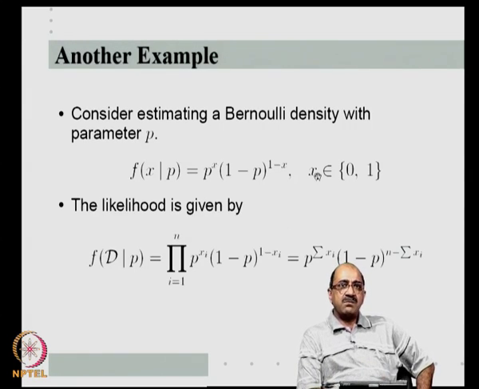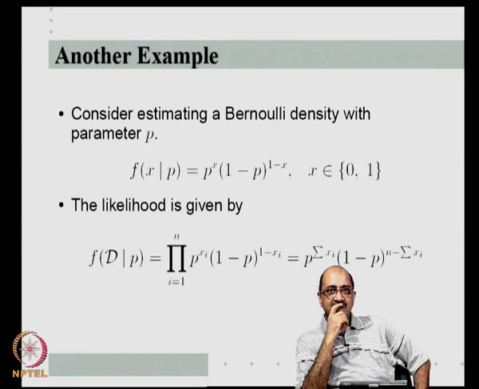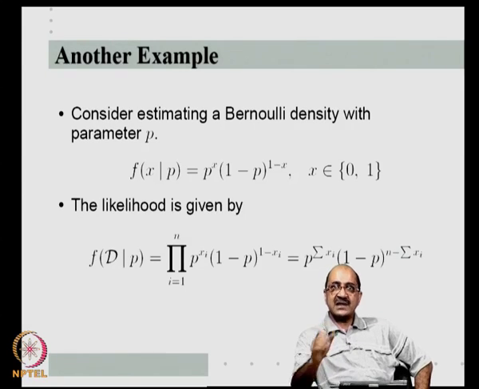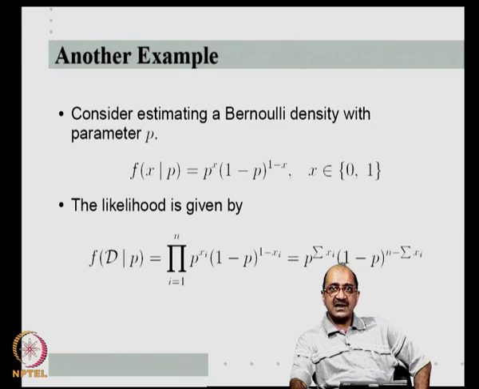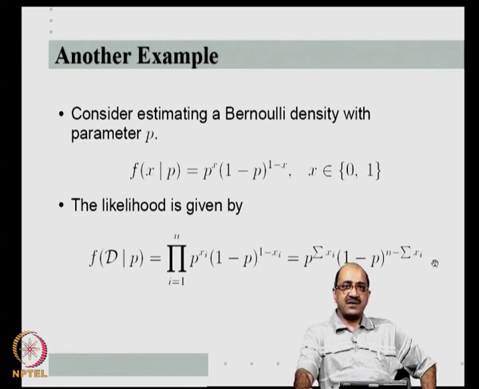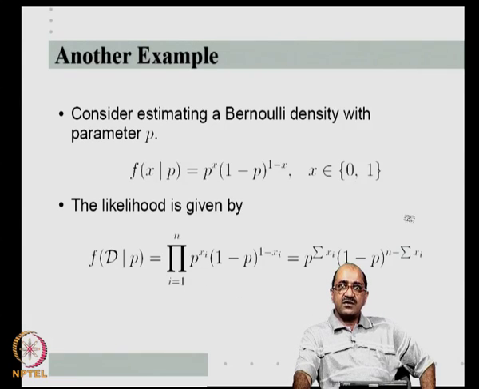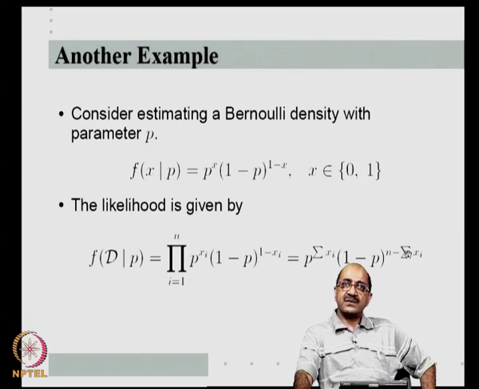So, what is the likelihood? The likelihood is the product of f x i over i equal to 1 to n. So, what is f x i? p to the power x i into 1 minus p to the power 1 minus x i. If I do this product, I get p to the power of sum x i into 1 minus p to the power of n minus summation x i. That is my likelihood. So, the likelihood is of the form p to the power something into 1 minus p to the power something.